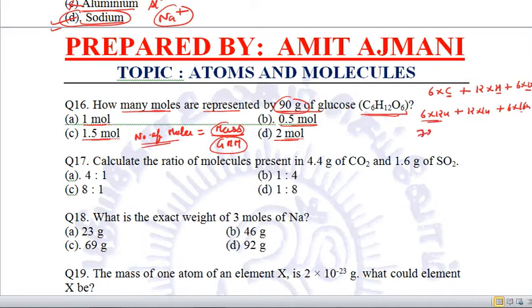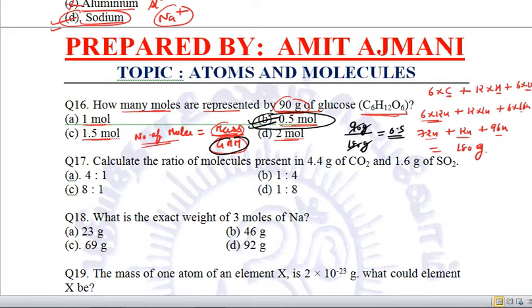Comes out to be 72 units, plus 12 units, plus 96 units. Adding them up, we will get 180 units because it is gram molecular mass expressed in grams. So now the mass given to us in the question is 90 grams, and the gram molecular mass comes out to be 180 grams. Cancelling gram and gram, 90 by 180 is 0.5. So 0.5 mole, that is option number B, will be our answer.